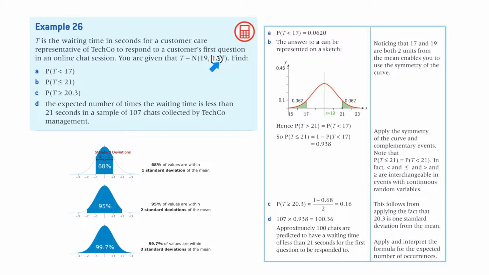It's 19, 1.3 squared. And in your Inspire or your T84, go to probability, distributions, normal CDF, and put that in from minus infinity to 17, using that as the mean and that as the standard deviation, 1.3, and you'll get that answer there.